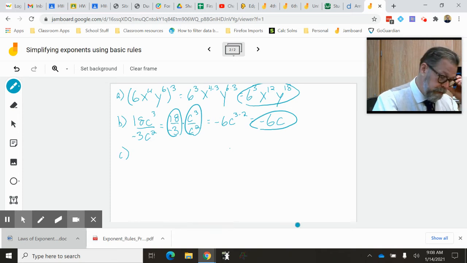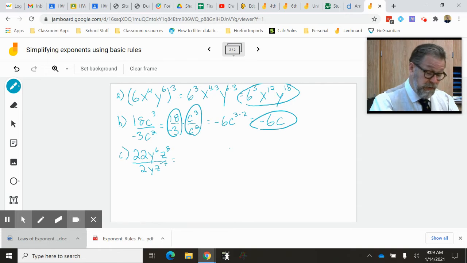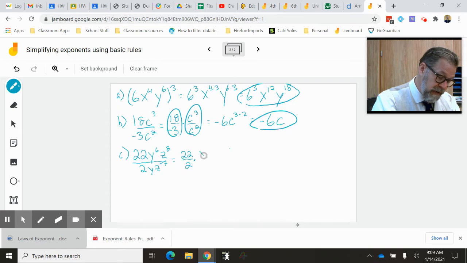Okay, you notice they're getting slightly more complicated as we go along. 22y to the 6 z to the 8th over 2y z to the negative 7. So what do I do first? Do I stack? Do I get rid of negatives? In this case, I'm going to go ahead and stack. I've got 22 over 2. I've got y to the 6 over y, and I've got z to the 8th over z to the negative 7. So the first couple are obvious.